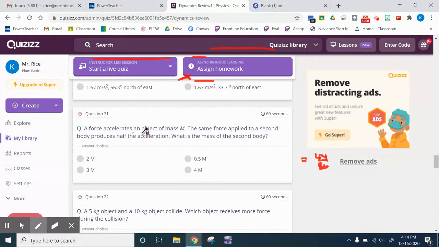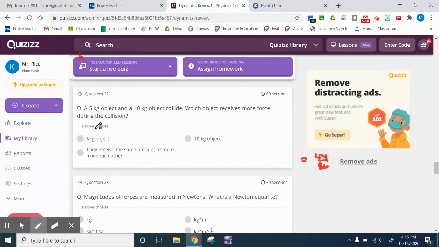Force accelerates an object of mass m. Same force applied to a second body produces half the acceleration. What is the mass of the second body? Well, if it accelerates half as fast, that must be because it's twice as massive. So 2m, twice as massive. This is assuming that the force, the applied force, is the only force acting on it. And since you're not told otherwise, I guess you just have to assume that.